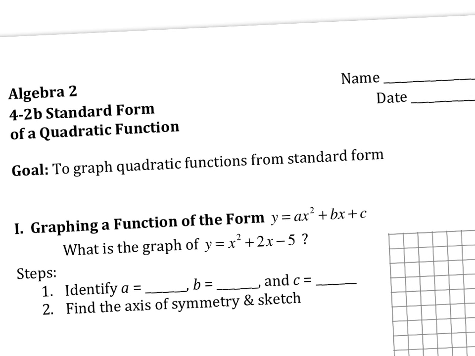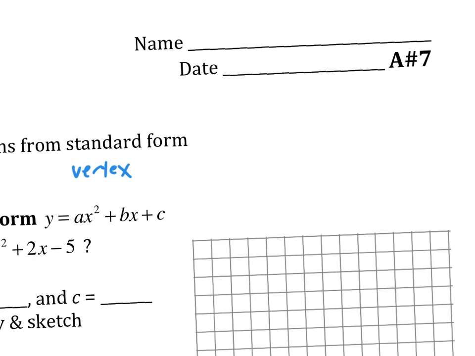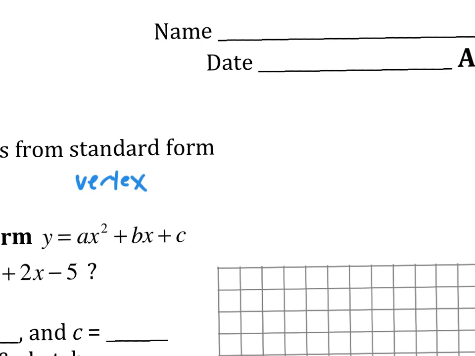So in this second half of 4.2, we are going to finally get to graphing the quadratic functions from standard form. So we have standard form. How do I do a graph? We have already graphed it from vertex form. And of course, two things to consider with any graphing. You always need to know, number one, where to start. And you always need to know how to move.